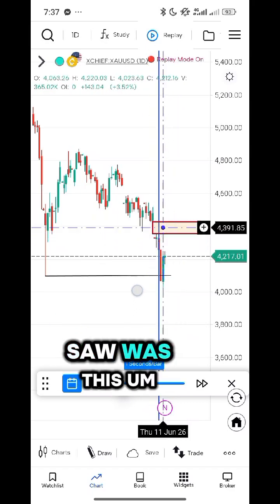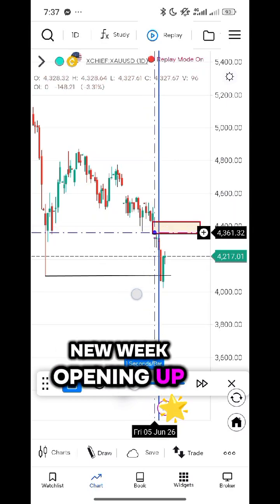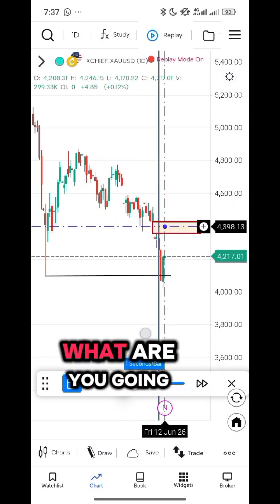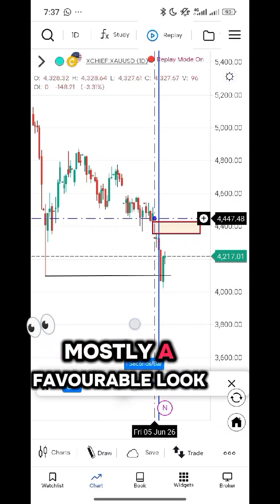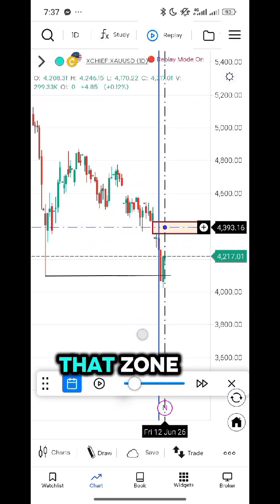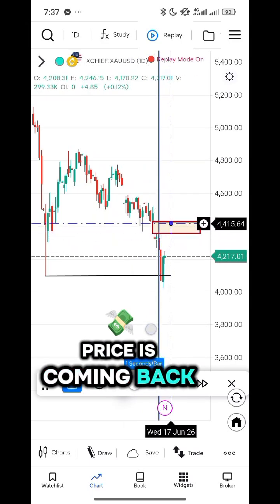So obviously what I saw was this new week opening gap. In some exchanges, what you're going to be seeing is mostly a fair value gap around this zone. So I marked out that zone as the area in which price is coming back for us to continue the sell.